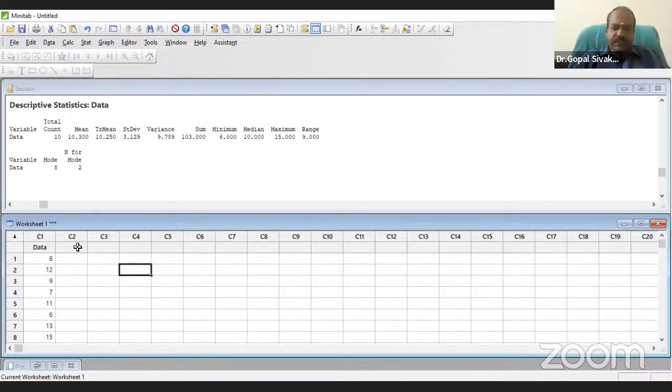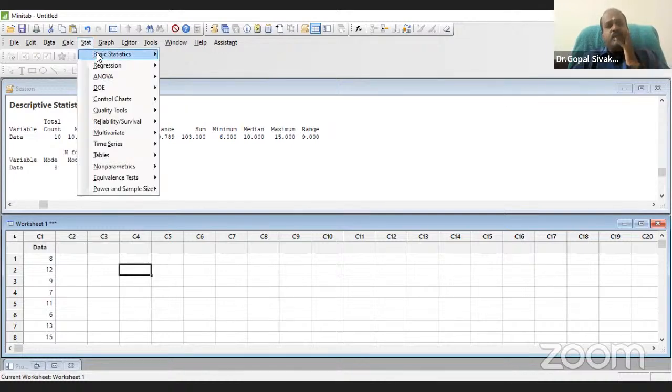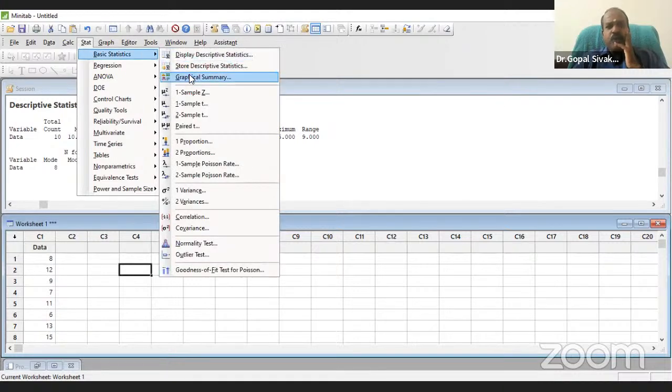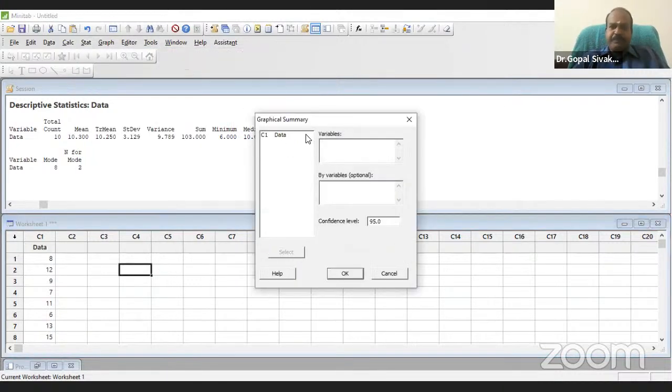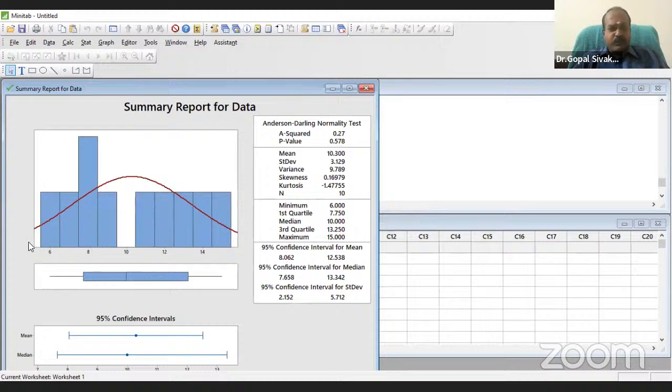So now this is called descriptive statistics. Now go to Stat, go to Basic Statistics, go to Graphical Summary. Column 1, you select and again give OK. And now there is a graph coming. This graph is actually called histogram.